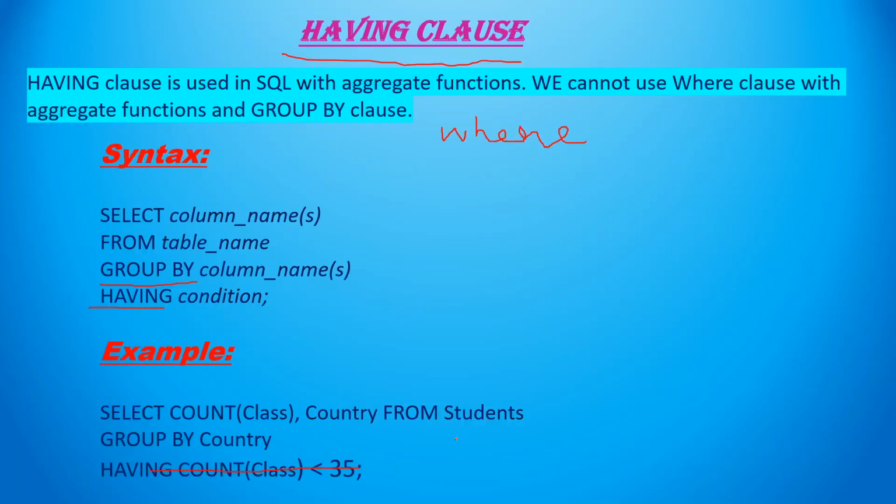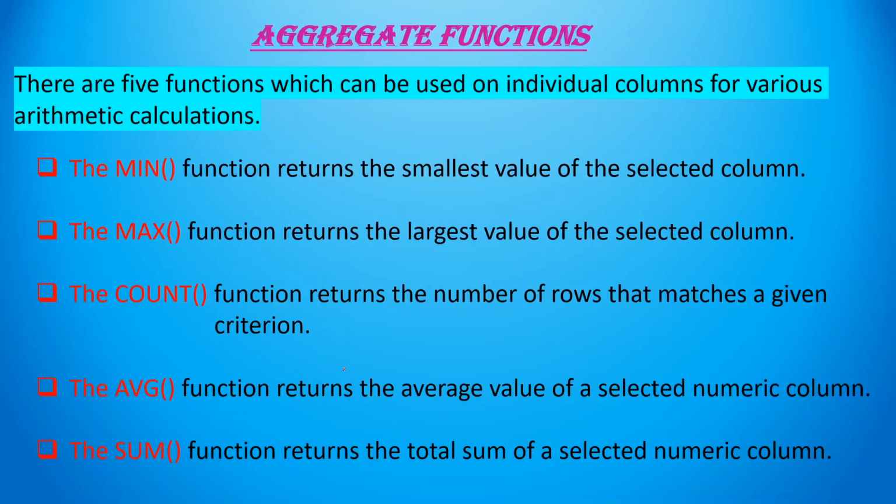Like here we have used count function, count class, group by country. It will count the number of classes in each country. So this way you can use these functions. You have to write the function name, and in round brackets along with the function name we have to specify the attribute on which we want to apply the function. So these are 5 inbuilt functions which we can use on various columns.